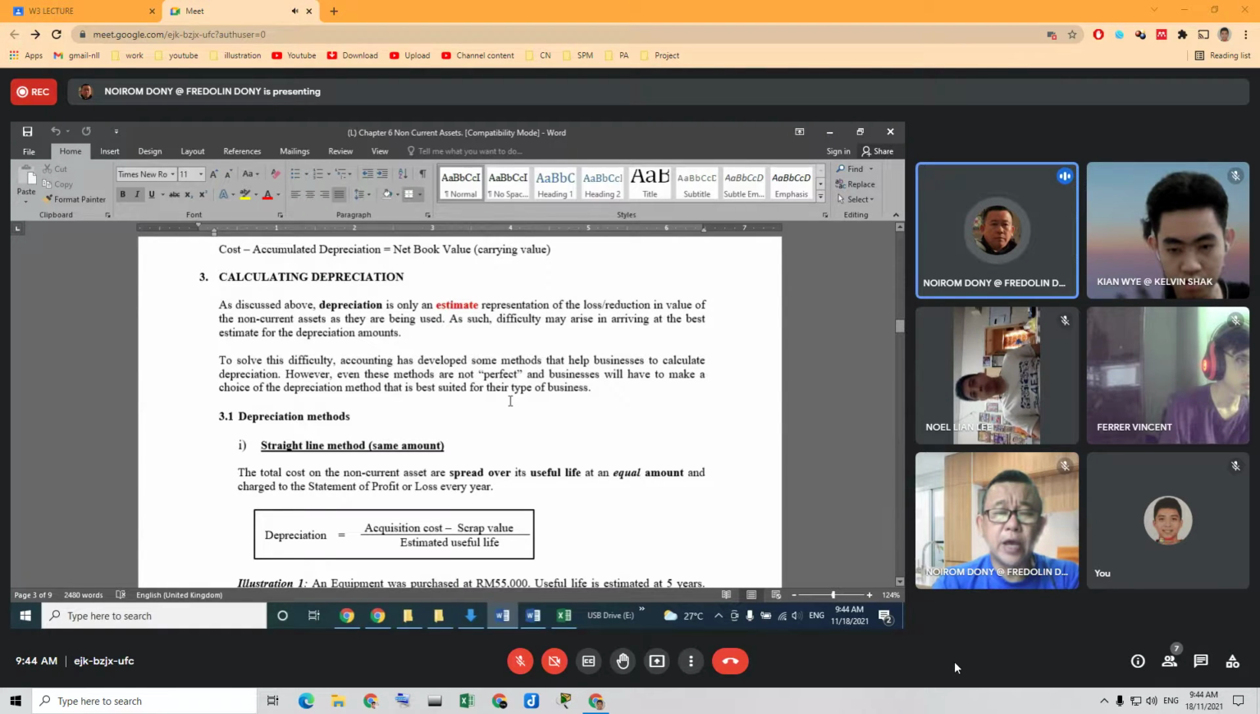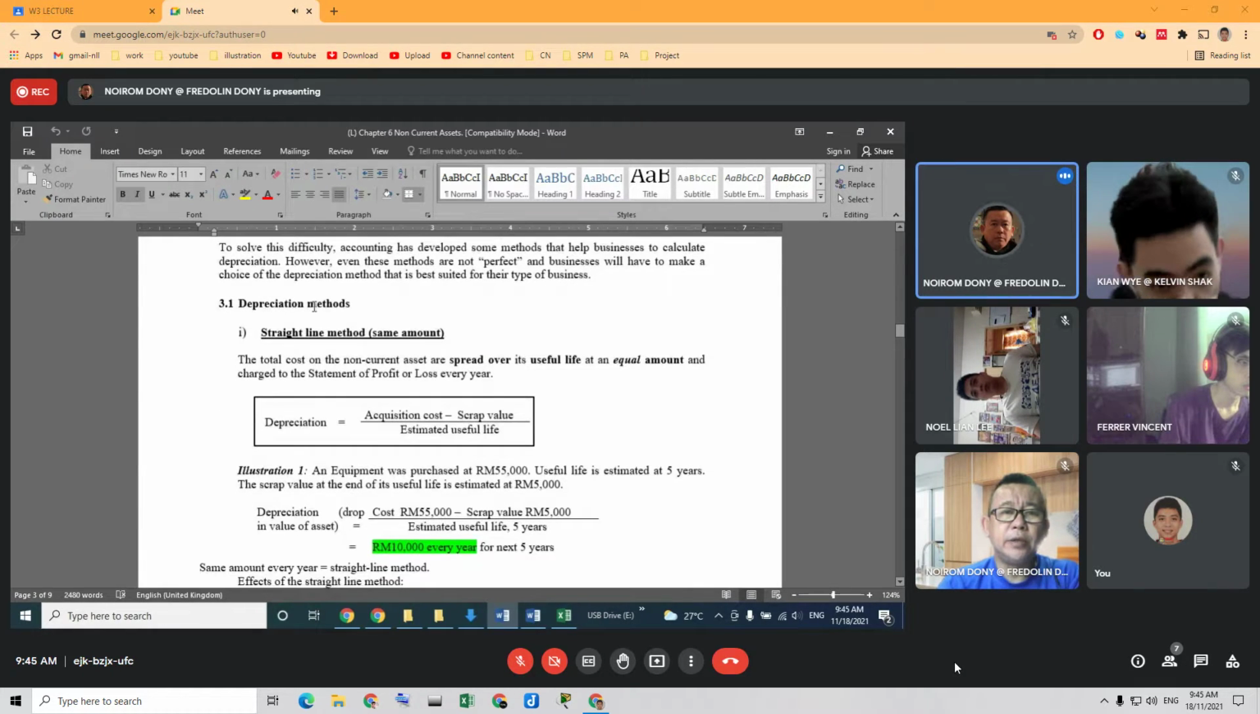So we have two methods only. So this is not perfect, but well, at least we have the estimate, isn't it? So we have to select. How do we select which one? So it depends on what type of business. Now, these are the depreciation methods.